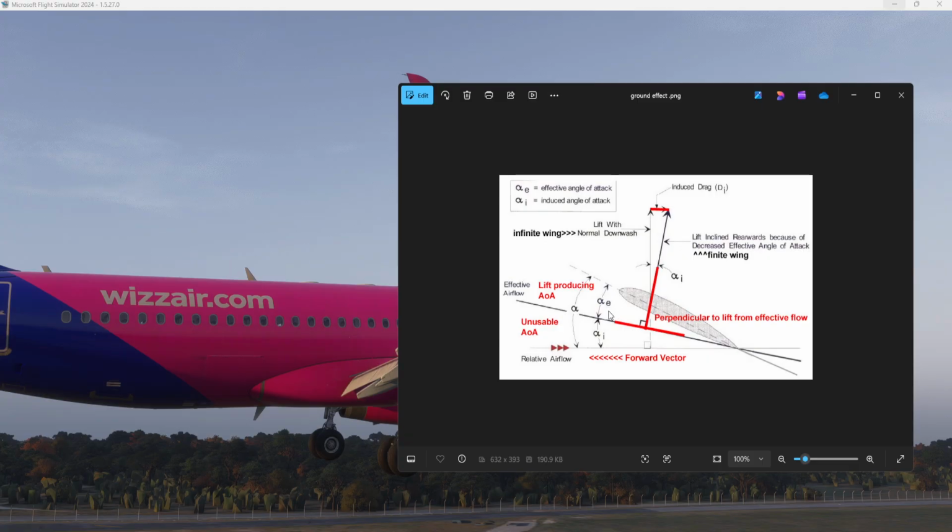And right now let me talk a little bit more about what happens to the aircraft during takeoff and during landing, and what happens to the induced drag and also to the effective angle of attack. So before moving to that, I just want to mention that drag basically makes the aircraft decelerate.